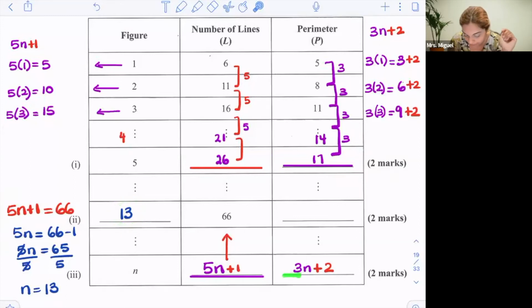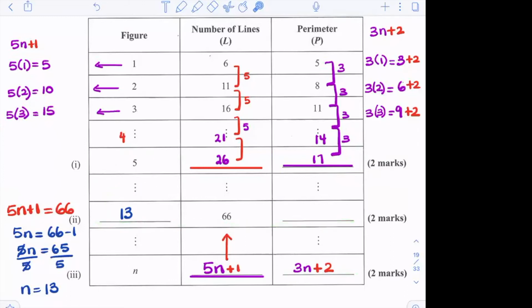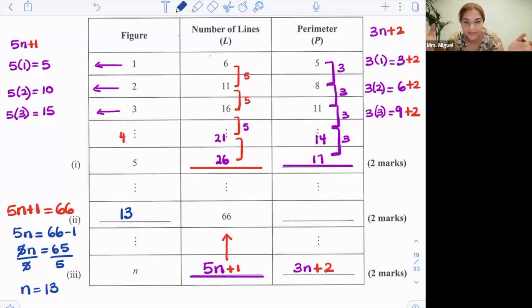It is 3n plus 2, but you didn't know what n was. We found n for this row, and n is 13. You seeing it? Look here. Right. So we don't have to make up things, right? The question gives us everything. So replace n with 13 and get this answer.